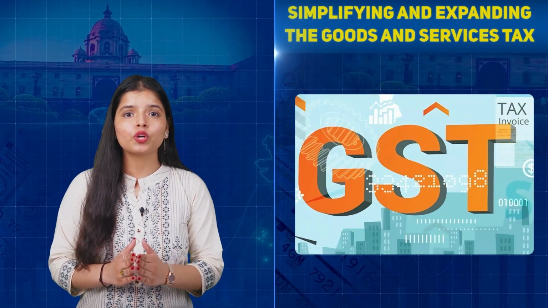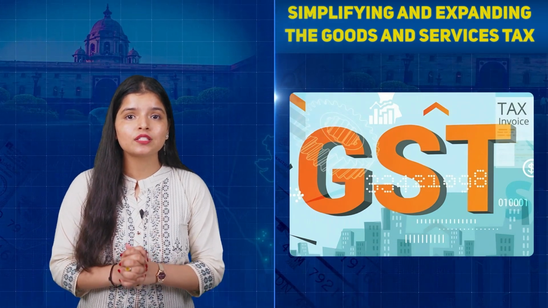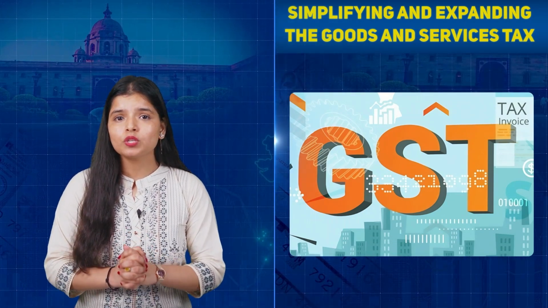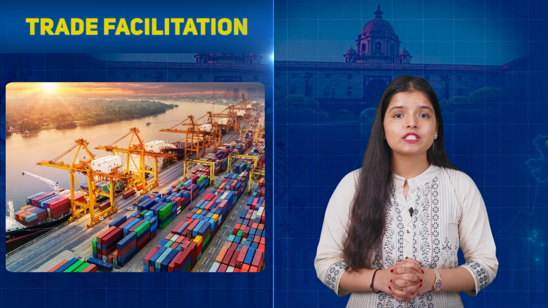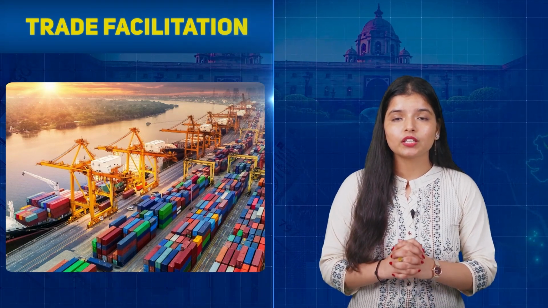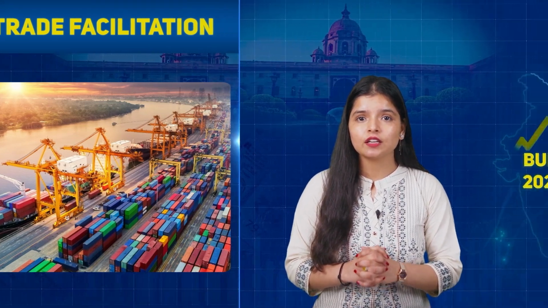The government is focused on simplifying and expanding the goods and services tax system to cover most sectors and improve the tax structure, and endeavors to expand it to the remaining sectors. Additionally, trade facilitation will be bolstered by promoting domestic aviation and the maintenance, repair, and overhaul of boats and ships.